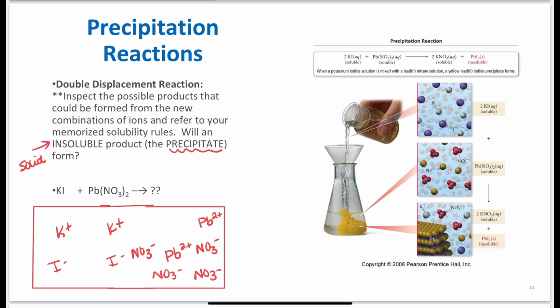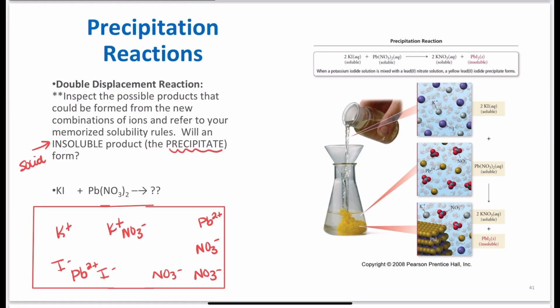So, does the lead want to hang out with the nitrate? Well, clearly not. It already left the nitrate behind. That's why it was soluble. Does the lead want to hang out with the iodide? You know what? It does. This is one of my insoluble products. Why do I know that? Because I know my solubility rules.